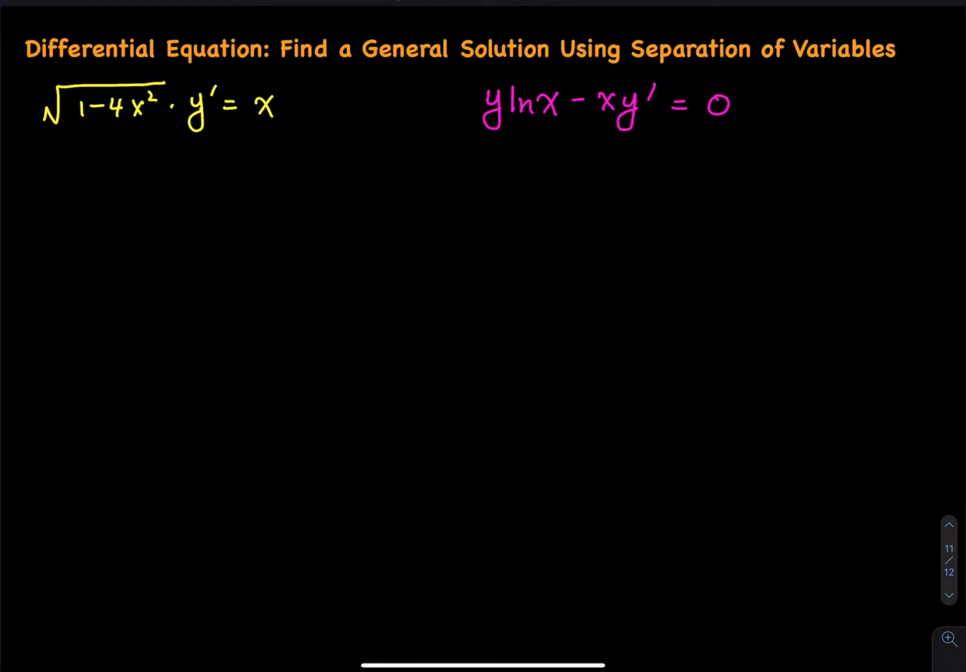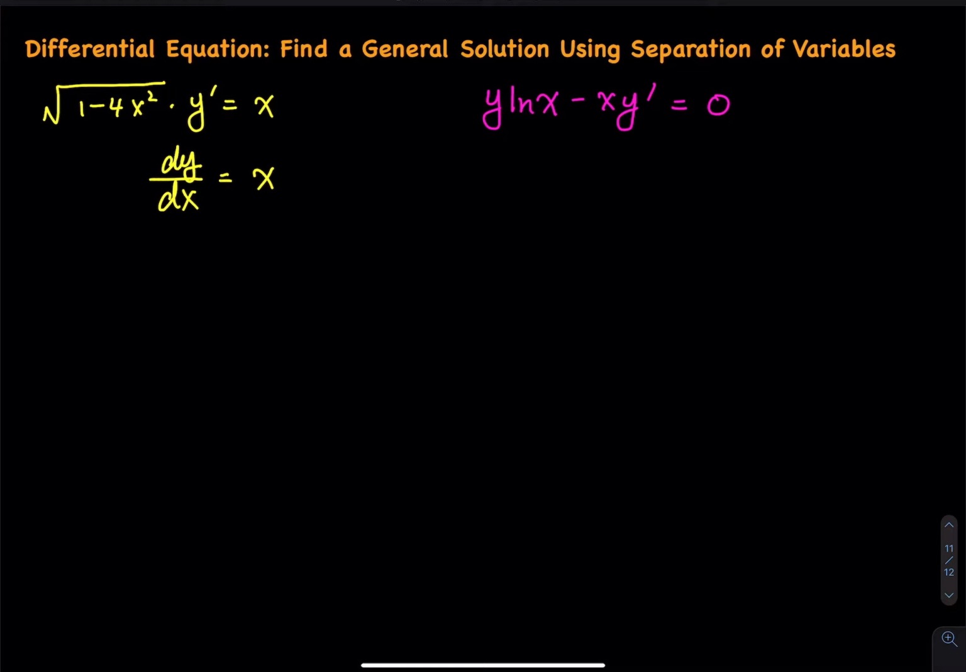Let's find a general solution for each differential equation. The first one is the square root of 1 minus 4x squared times y prime equals x. So y prime is equal to dy/dx, the derivative of y with respect to x, and then we have x. Now there is a 1 minus 4x squared in a square root.